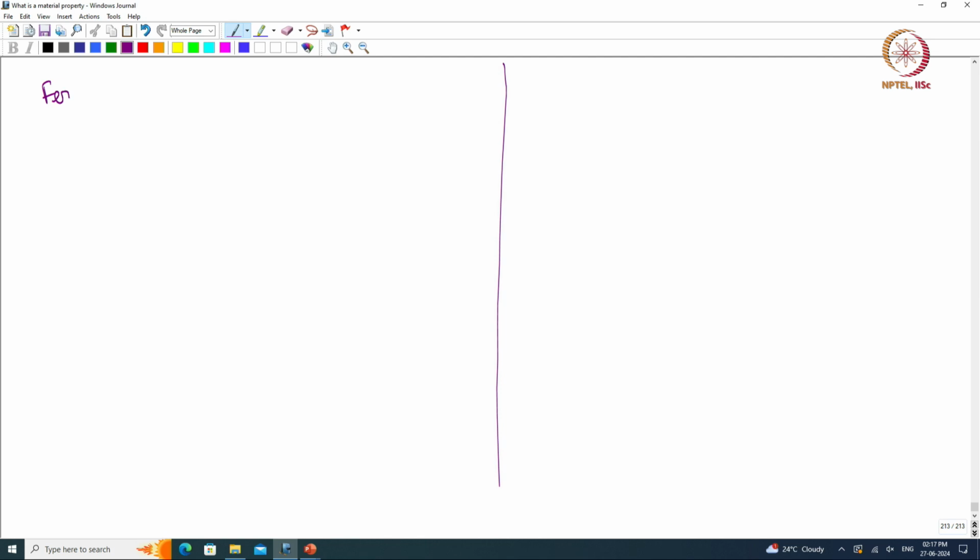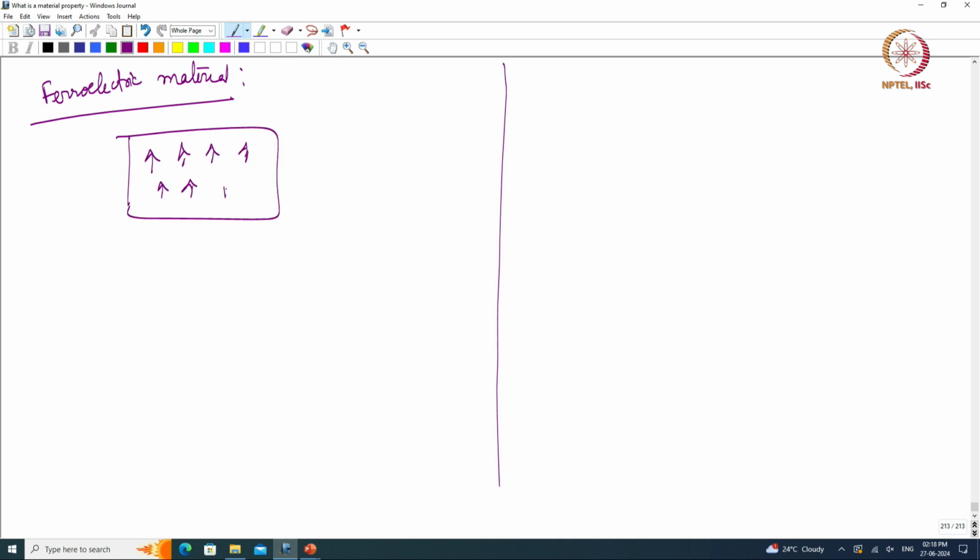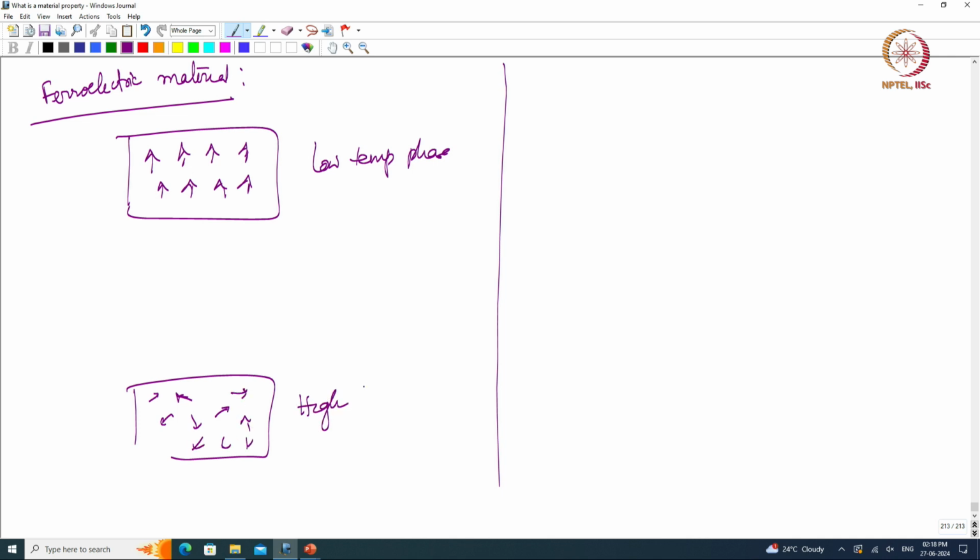a ferroelectric material. So, in a ferroelectric material, I have a phase where I have polarizations which are all ordered, and this is a low temperature phase. And I have a high temperature phase where polarizations are all very disordered, the so called paraelectric phase. So, this is the high temperature phase. And in between, I have a phase transition region where polarizations are trying to move from this configuration to this configuration. So, this is the phase transition region.